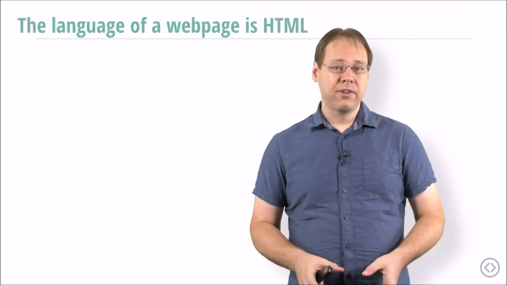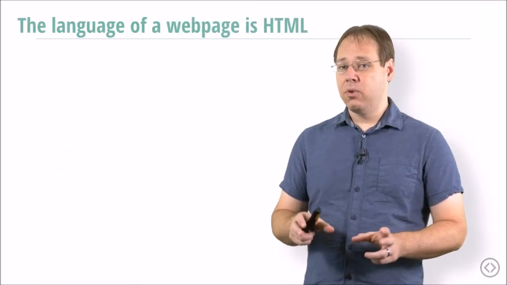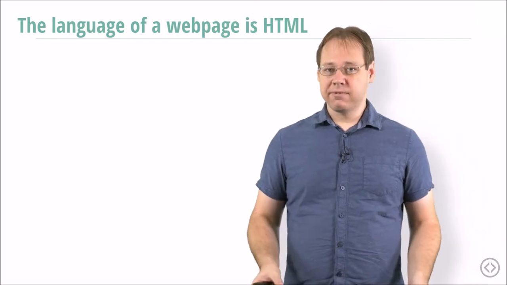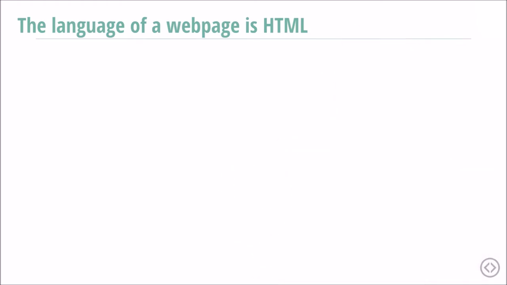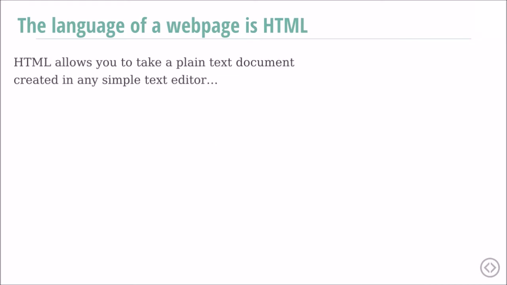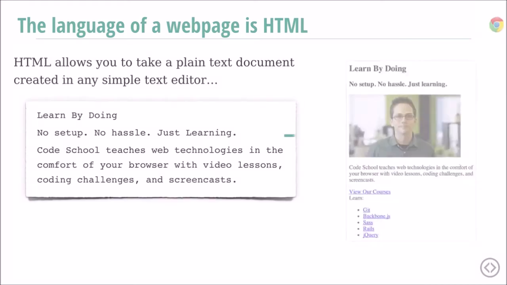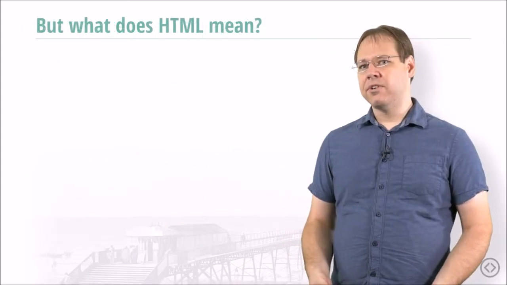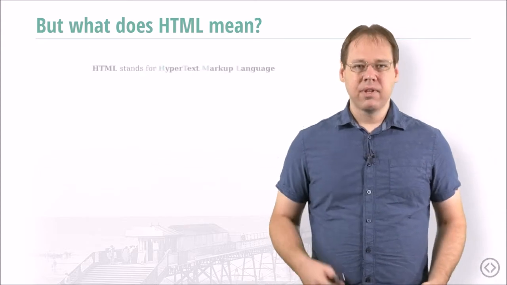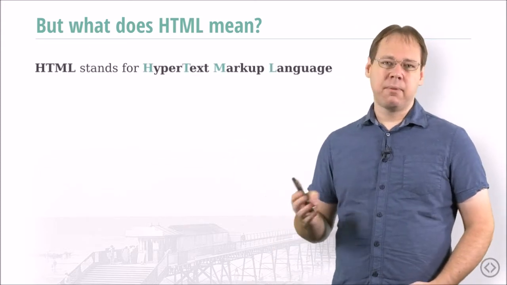Like Enquire, the web links together documents called web pages with hyperlinks. And the language of building a web page is called HTML. HTML allows you to take a plain text document written in any simple text editor and organize it into lists, link to other web pages, include images, and more. You might be wondering what the letters in HTML stand for. They stand for Hypertext Markup Language.